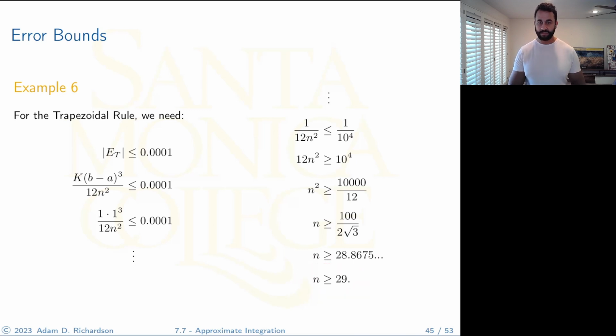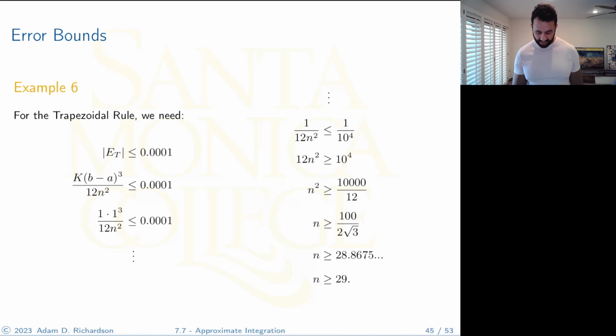Okay, now there's a couple notes or a couple comments I want to make about this calculation. For one, we had to pick n to be an integer because n is supposed to be the number of subintervals we have to use to get this approximation to be accurate enough. So n can't have a fractional part. It's got to be an integer.